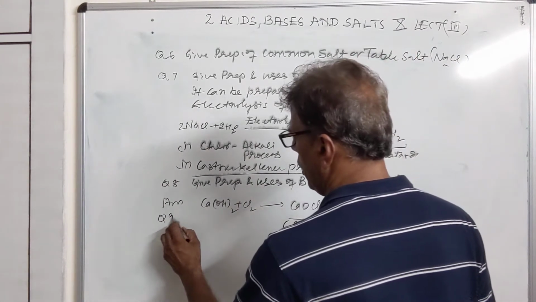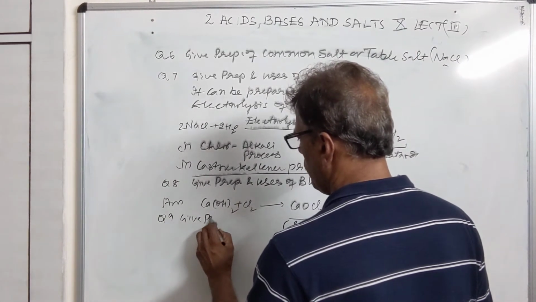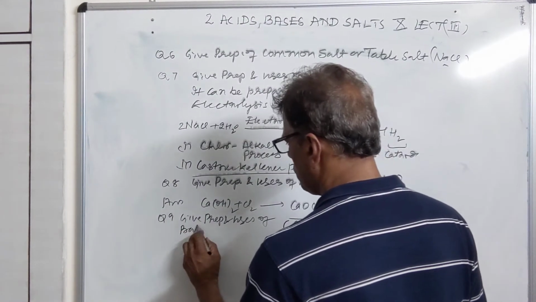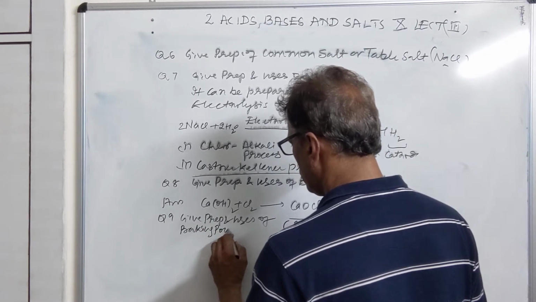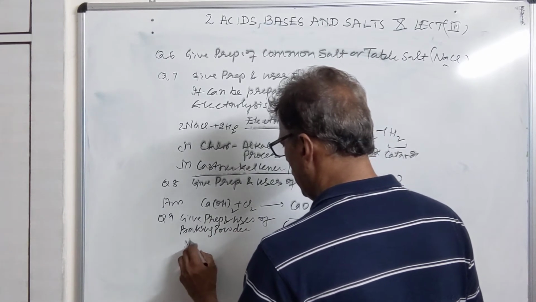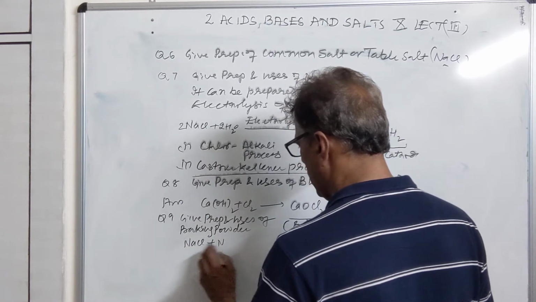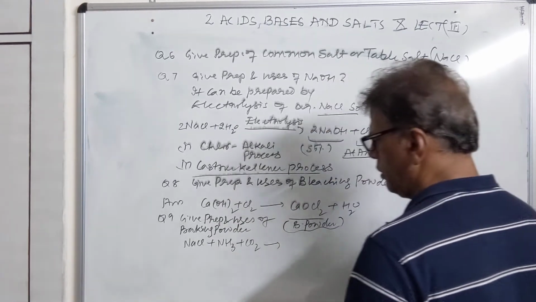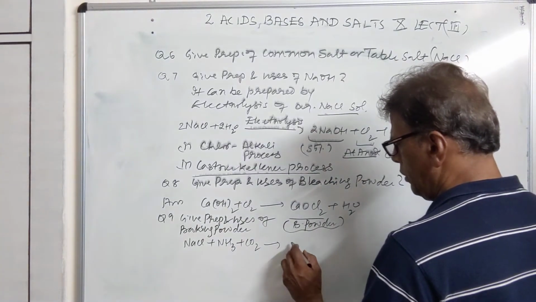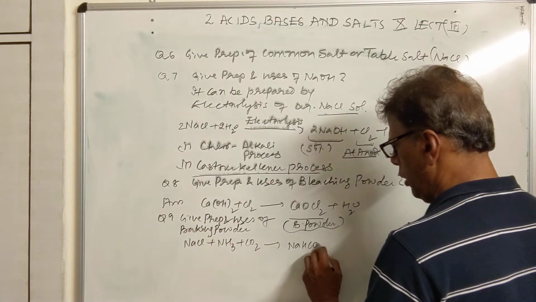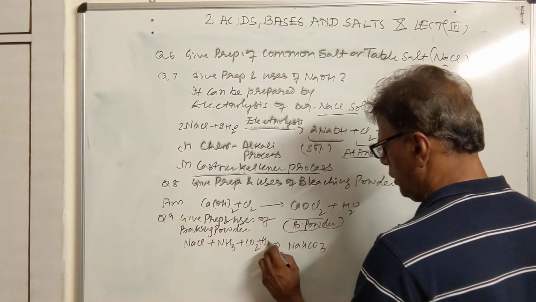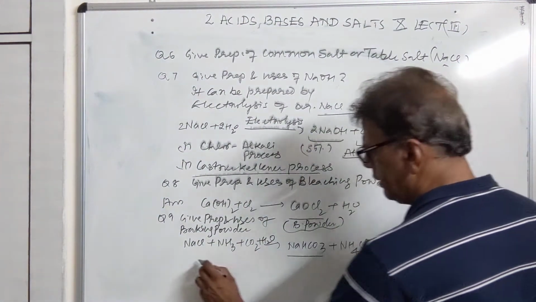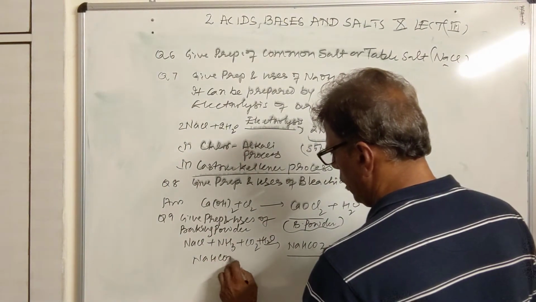Then we have question number 9. Give preparation and uses of baking powder. It can be prepared by passing ammonia gas through NaCl solution which is saturated with carbon dioxide. So in this case we will be getting NaHCO3. This reaction will take place in the presence of water. Along with that we get ammonium chloride. This NaHCO3 is called as baking powder.